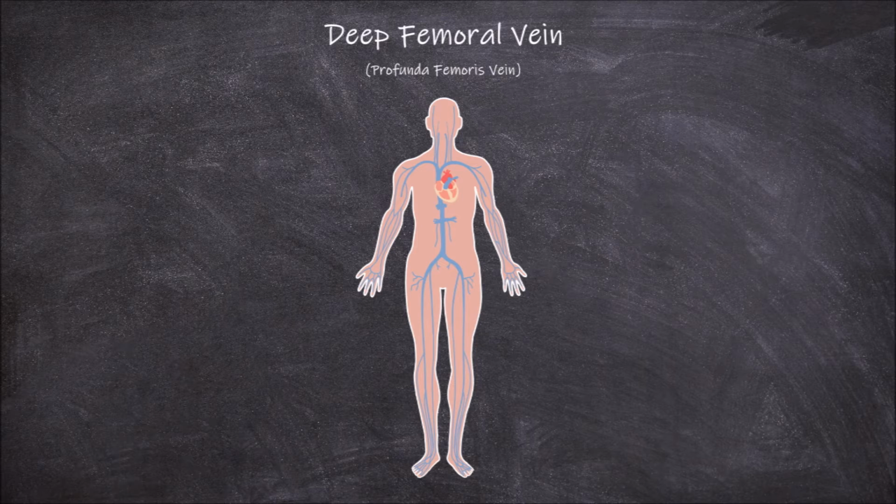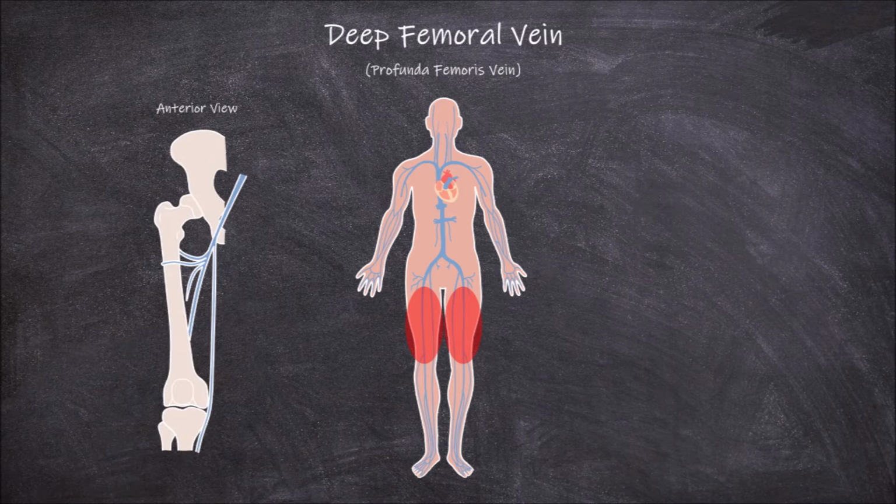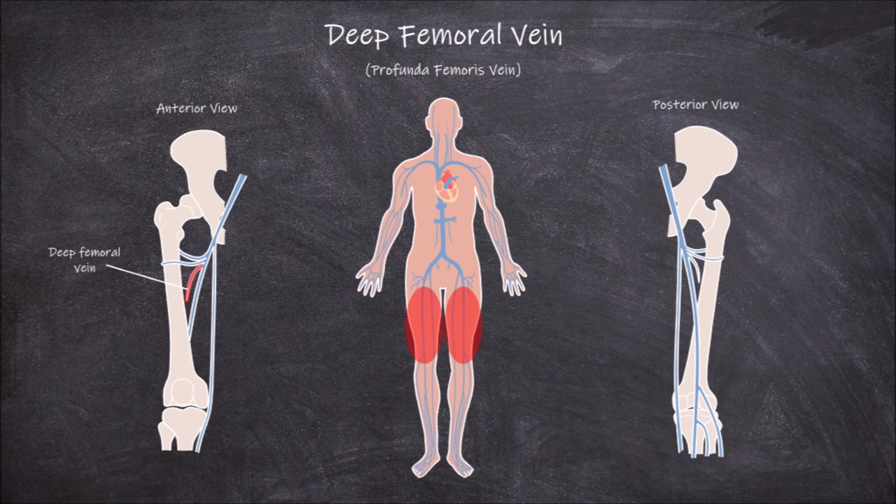Firstly, where is this vein located? The deep femoral vein is located in the upper leg region of each leg. If we look more closely at the veins from the anterior view of the right upper leg, we can see this vein highlighted in red. If we also look more closely at the veins from the posterior view of the right upper leg, we can again see this vein highlighted in red.